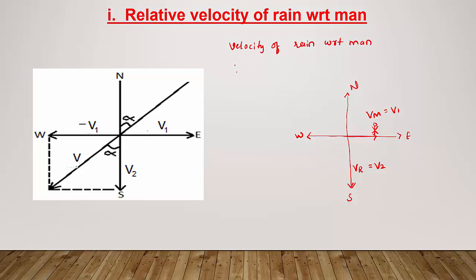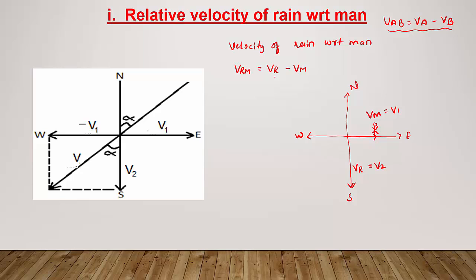That means I can write here Vrm. What is Vrm? Velocity of rain with respect to man is equal to... Here we already studied what is relative velocity. Relative velocity is the velocity of one body with respect to a moving body. Vrm, velocity of rain with respect to velocity of man. So here we can write the equation Vr minus Vm. In the previous class we already studied that Vab is equal to Va minus Vb. So in this way we can write Vrm equal to Vr minus Vm.